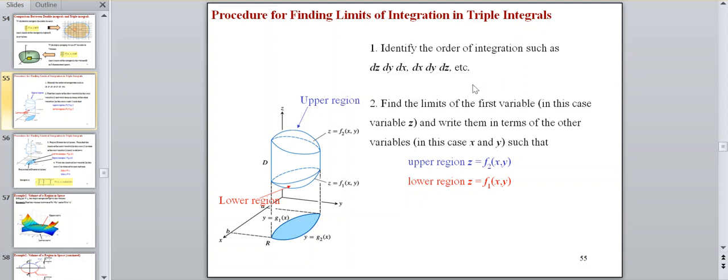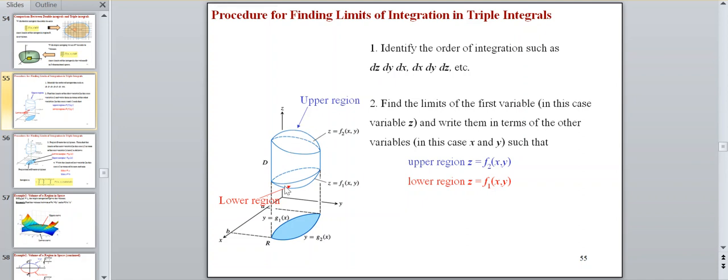Of course, this order of integration depends on how we describe the region D. But here in this course, usually we set up the integral in this order: dz, dy, dx. But again, I remind you, that's not the only case. You usually try to set up in this order. If we set up in this order dz, dy, dx, we describe the region D like this.